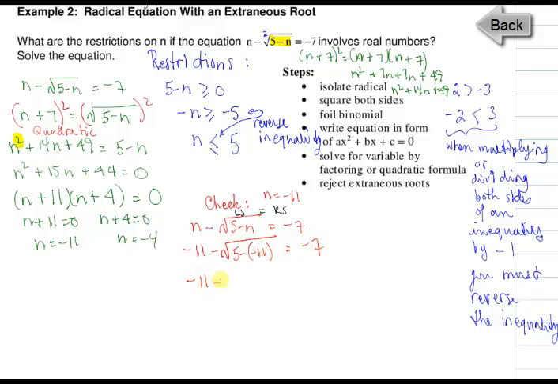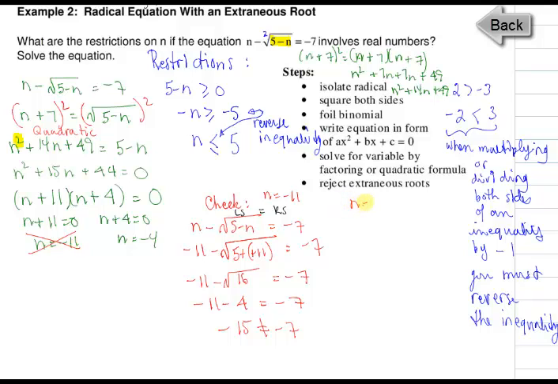So I get negative 11 minus. And inside the radical I have 5 plus 11, right? Minus a negative number means to add. That gives me 16. And I get negative 11 minus 4. And negative 15 does not equal negative 7. So we reject n equals negative 11.